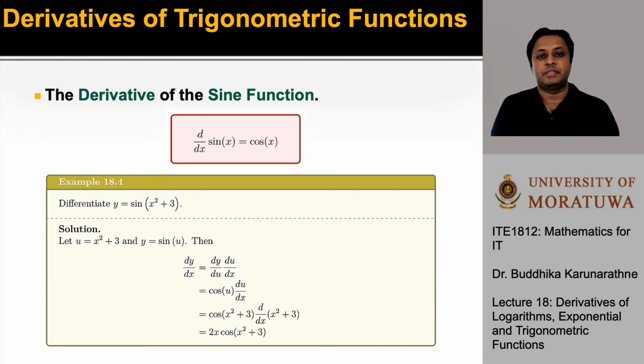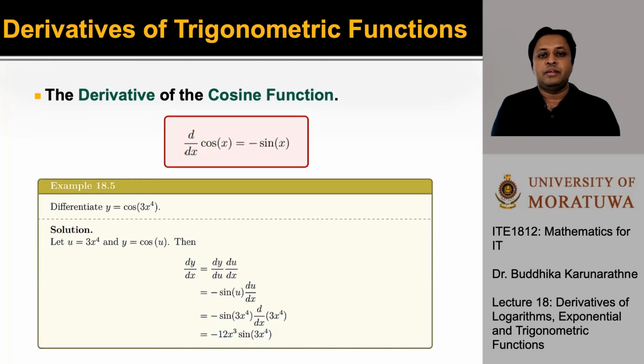The next one is the cosine function. The derivative of cos x is equal to negative sin x. We will apply this in an example. We are asked to differentiate y, which is cos of 3x to the power 4. Let u be 3 times x to the power 4, then y is equal to cos u.